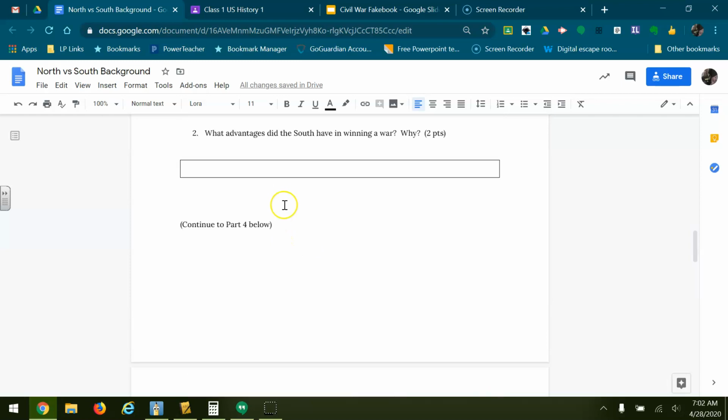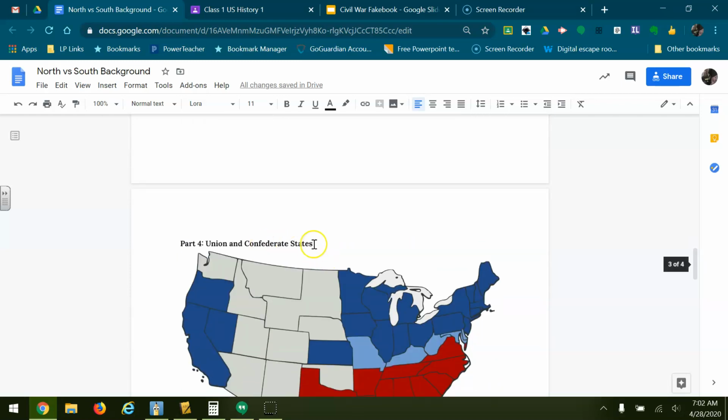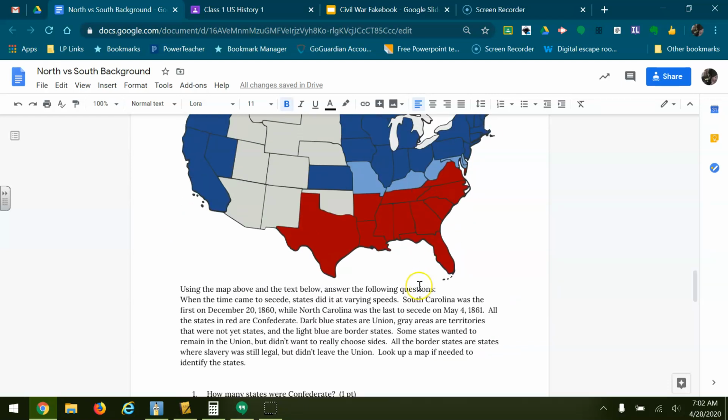Okay, and part 4, you have to scroll down because I did a page break. There are 4 parts to this. Look at the map and this text here. Answer the following questions. When the time came to secede or break away from the Union, states did it at varying speeds. South Carolina was the first on December 20th, 1860, while North Carolina was the last on May 4th, 1861. All the states in red are Confederate.